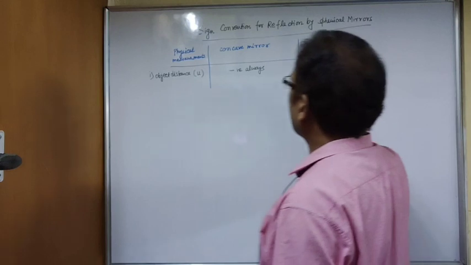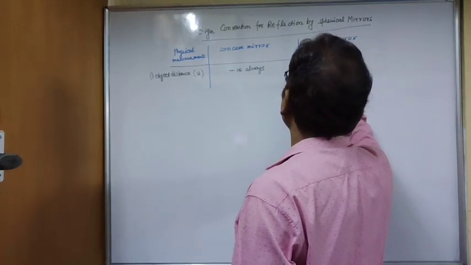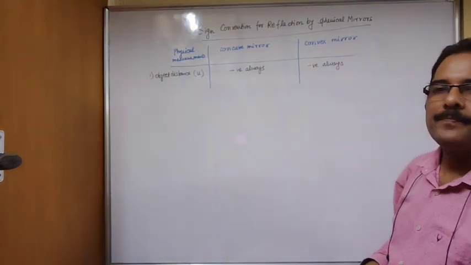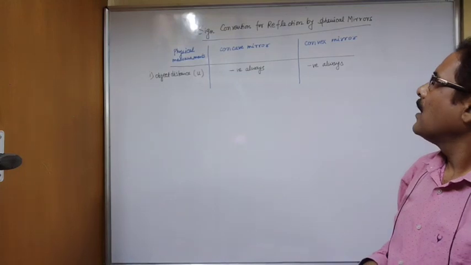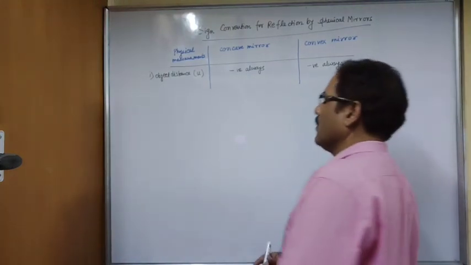In convex mirror also it is negative always, isn't it? When we place, because the object is placed towards the left of the pole.